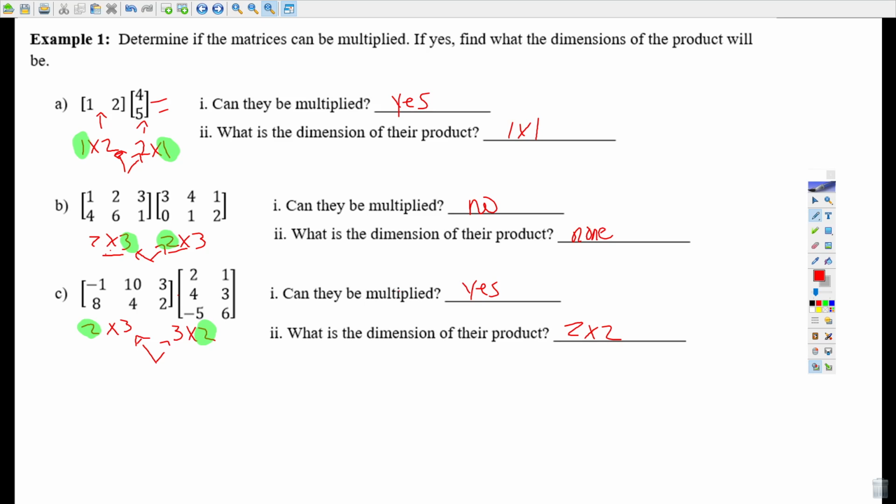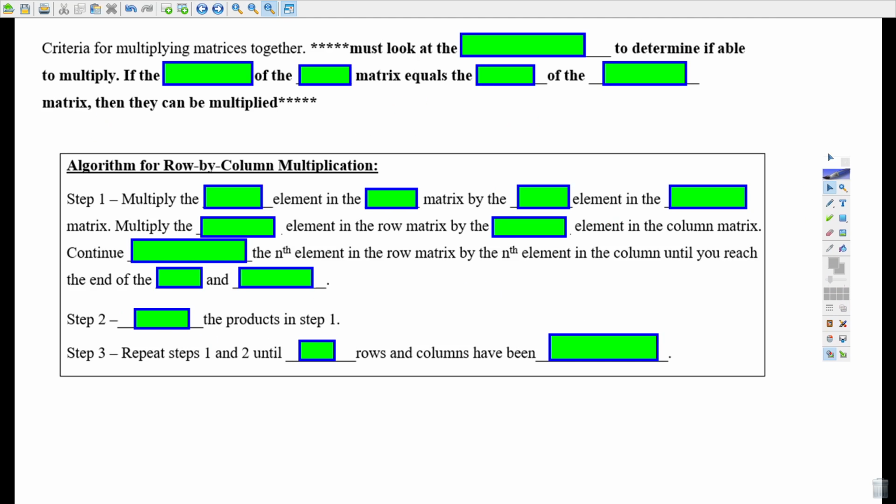Once we know this and figure this part out, then we can slowly move into how do you multiply them together. And that's kind of like the harder part. So we have a bunch of fill in the blanks here. The top part here just kind of goes over what we just talked about, the criteria for multiplying matrices. So what do we have to look at? We have to look at dimensions. Then we have to see if those two middle numbers are the same. If they are, then we can multiply them.